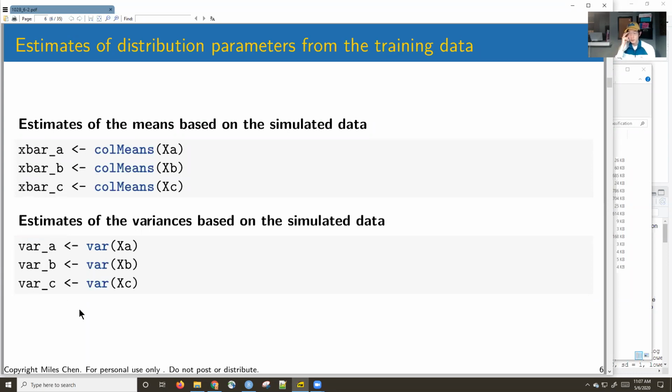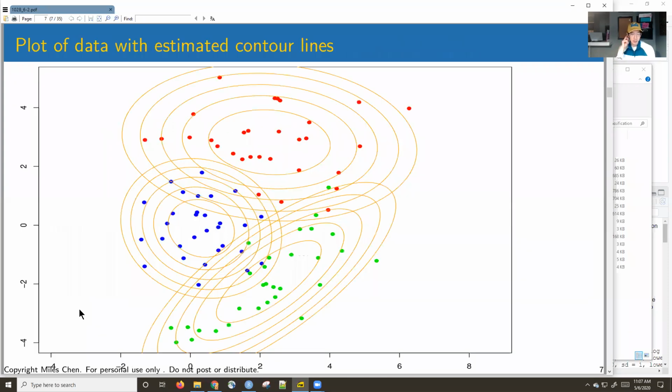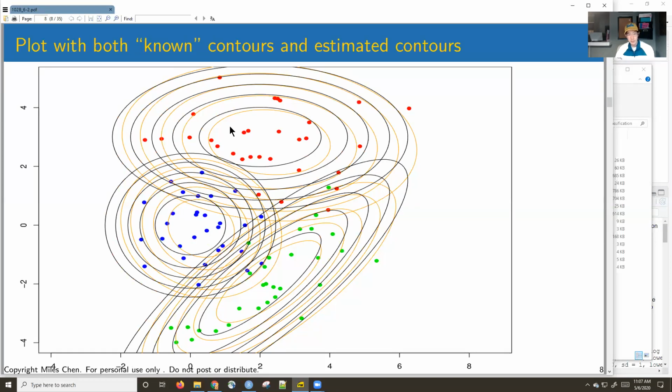Okay, and so if I estimate my means and variances accordingly, this would be kind of the estimated contour lines, right? So this is the estimated multivariate normal distribution that's been overlaid on top of our data. And we can see that this is a little bit different from the generating data, because the generating data is centered here, and this one's center is a little bit off from that.